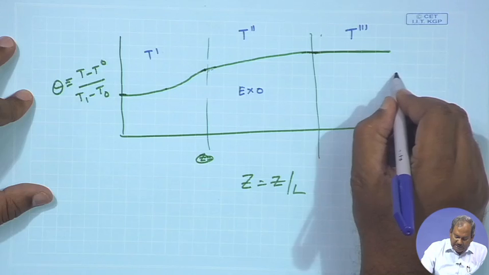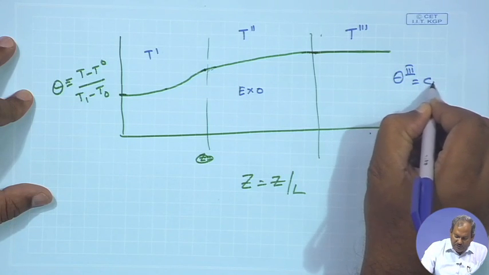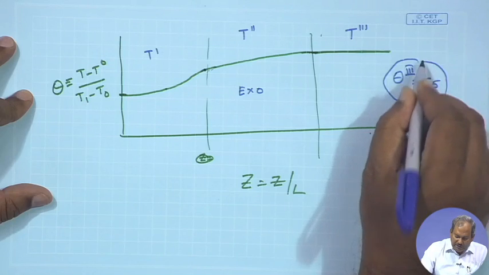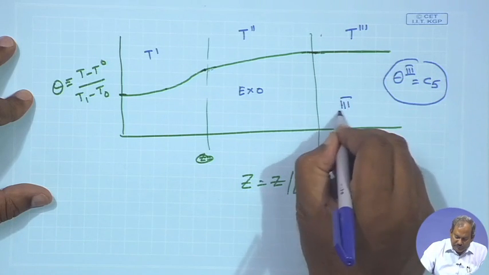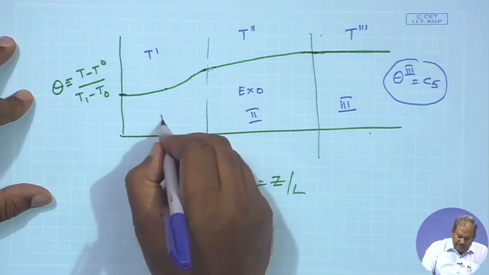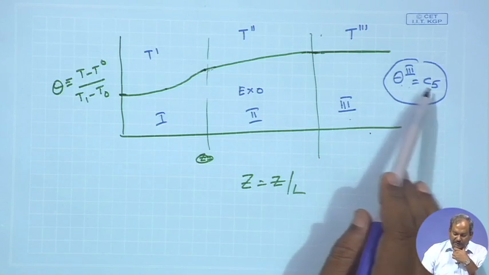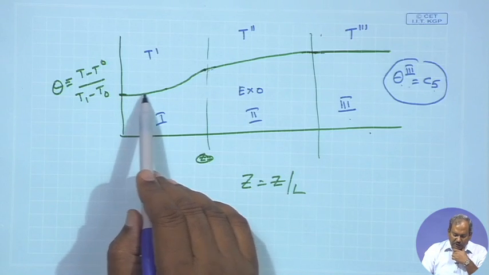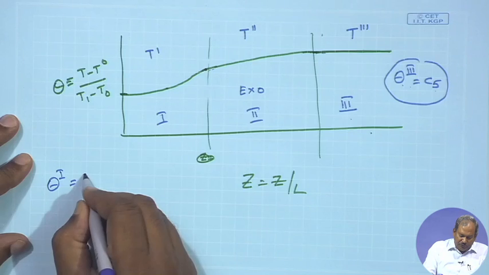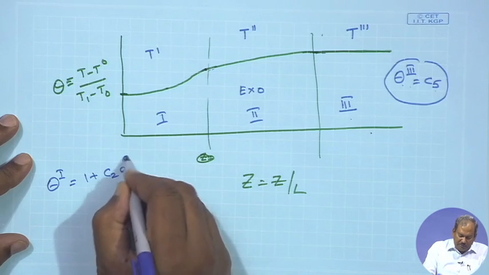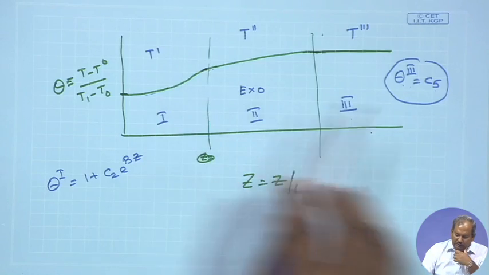Our analysis tells me that theta 3 is equal to C5, which is a constant. So, the temperature of this zone, zone 3, this is zone 2 and this is zone 1. So, temperature of zone 3 will not change, it is a constant. However, if you look at the temperature of zone 1, which has been given by 1 plus C2 e to the power Bz, the temperature of zone 1 will slowly increase.